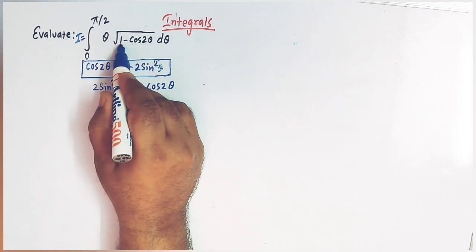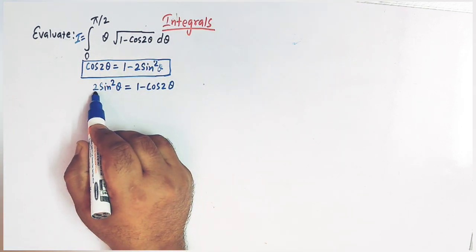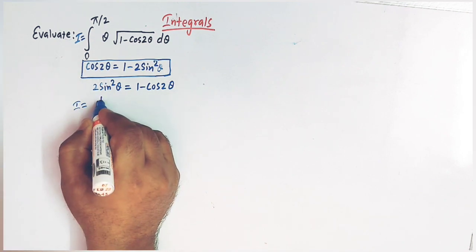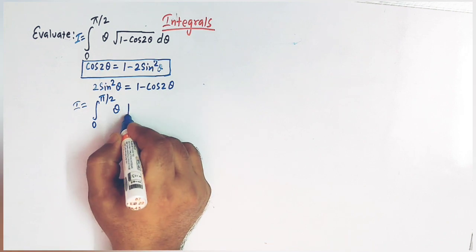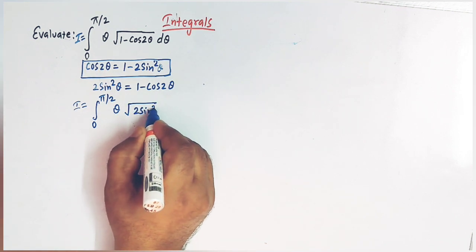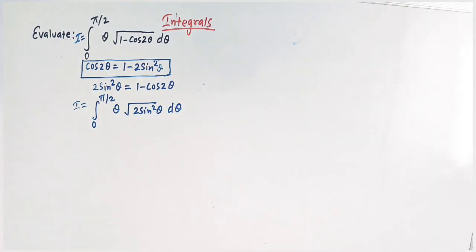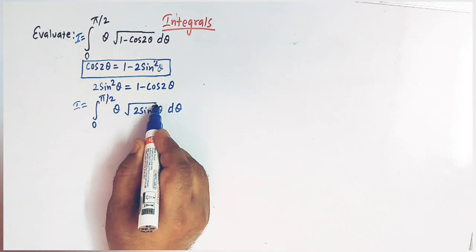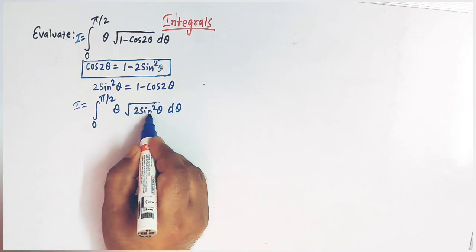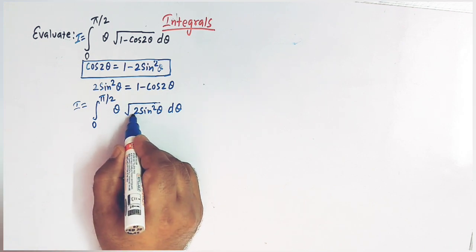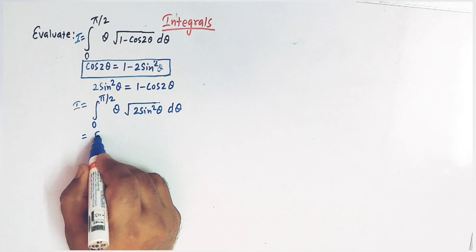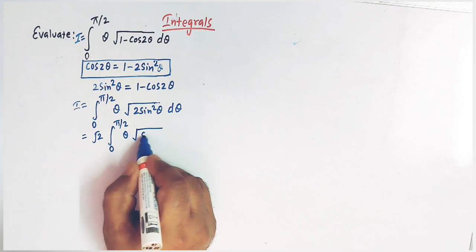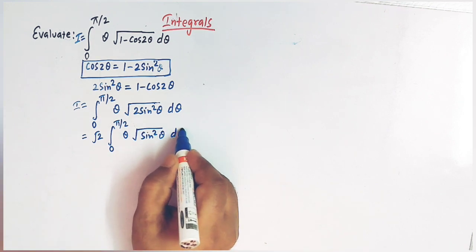So here we have square root of 1 minus cos 2 theta. So we can now substitute 2 sine square theta, right? So now our integral becomes 0 to pi by 2, and here we have theta, and here we have square root of 2 sine square theta and d theta, right? And now see, here we have two terms inside the square root symbol, that is 2 and sine square theta. So let us take square root of 2 outside the integral sign. So we have square root of 2, 0 to pi by 2 theta, and here we have square root of sine square theta d theta, right?